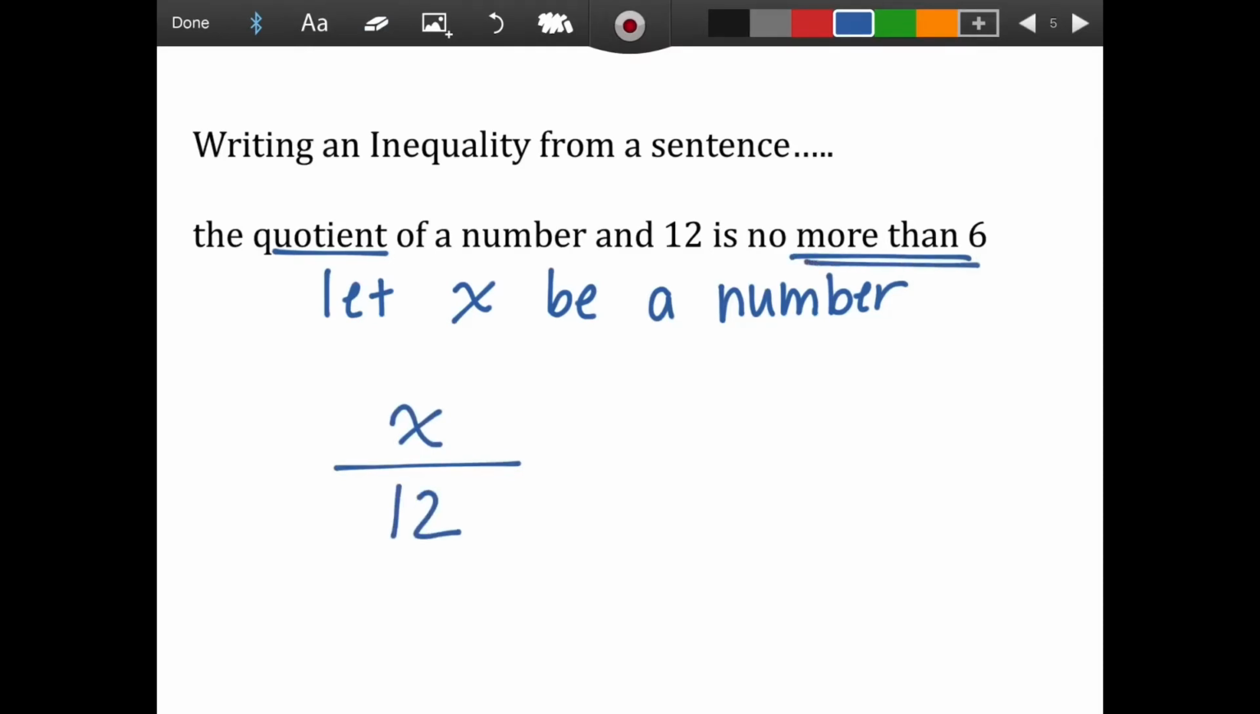No more than means that we can have a value less than or equal to 6. This can be a little bit confusing because "no more than" has the word "more." You would think that it's going to be greater than, but no more than actually means that our values are less than or equal to 6.